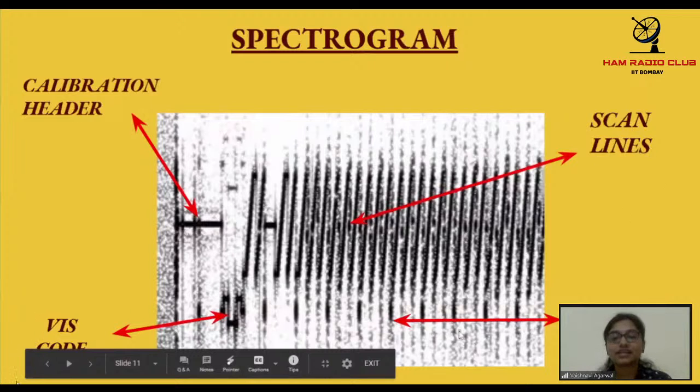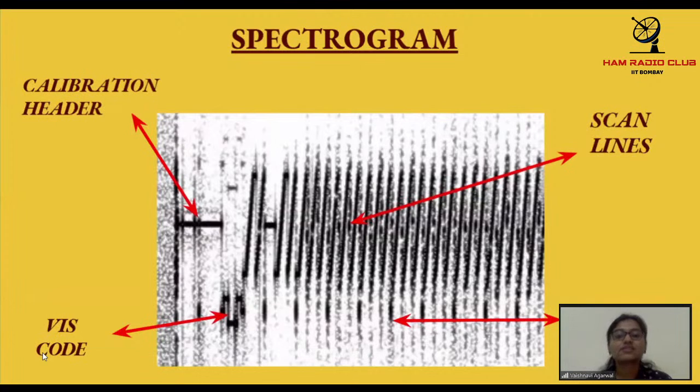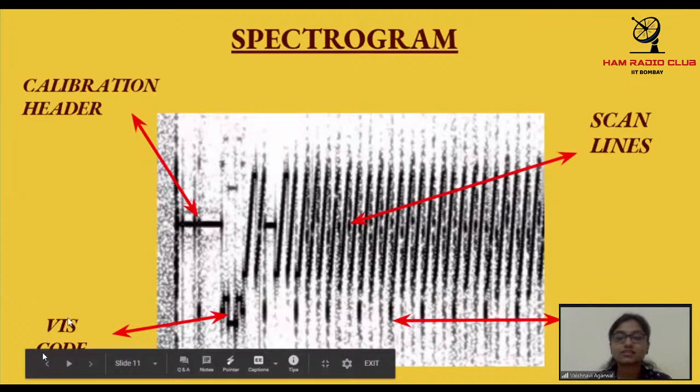A calibration header is sent before the image. It consists of a 300 millisecond signal at 1900 Hz, a 10 millisecond break at 1200 Hz, and another 300 millisecond signal at 1900 Hz, followed by a digital VIS, that is vertical interval signaling code, identifying the transmission mode used. The VIS consists of bits of 30 milliseconds in length.